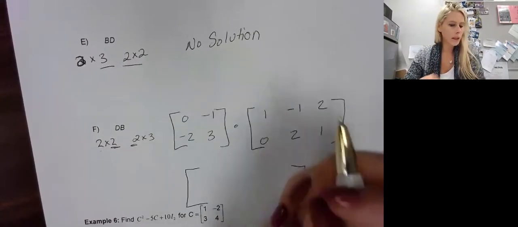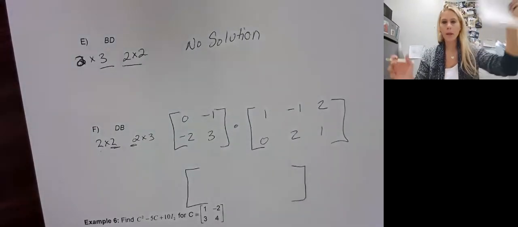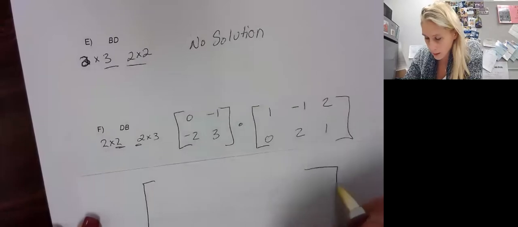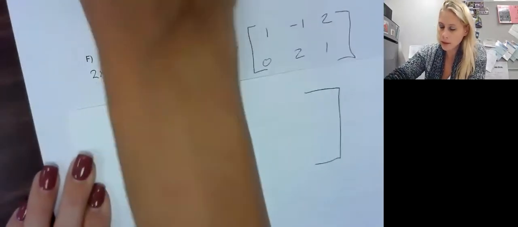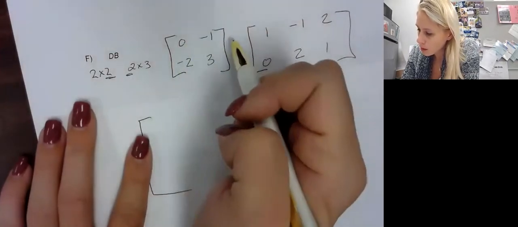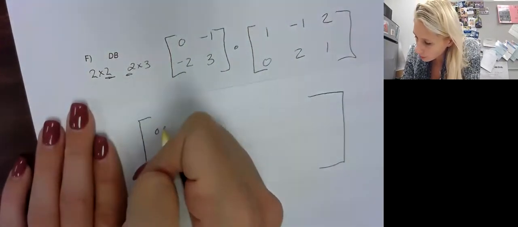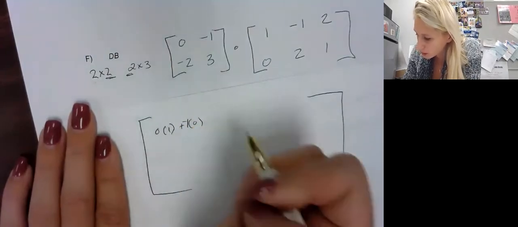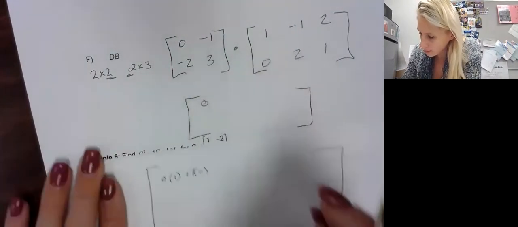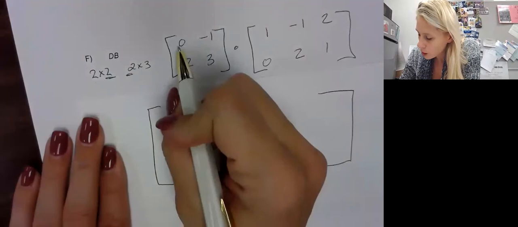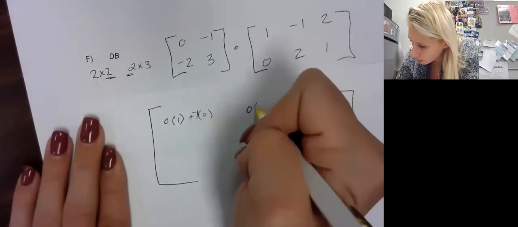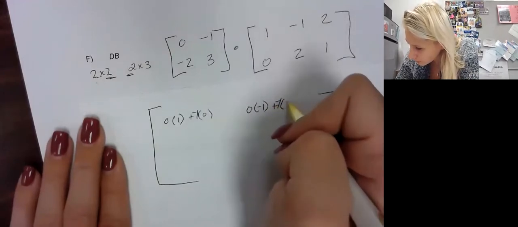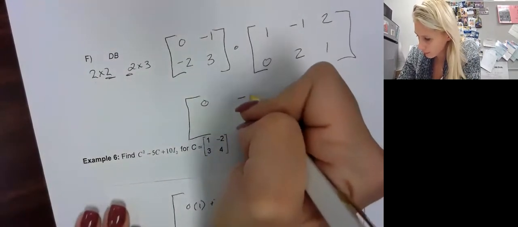Okay, I'm going to do this on another sheet of paper so I can see my work. You guys can see. So row 1, column 1. So 0 times 1 plus negative 1 times 0, which of course is 0. Okay, row 1, column 2. So 0 times negative 1 plus negative 1 times 2, which is negative 2.